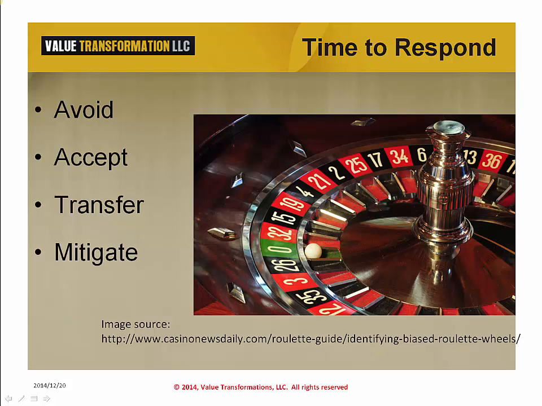Mitigate is when we take actions to reduce the probability or the severity. We do not eliminate the risk, but we find ways to soften the blow should the risk come to pass.